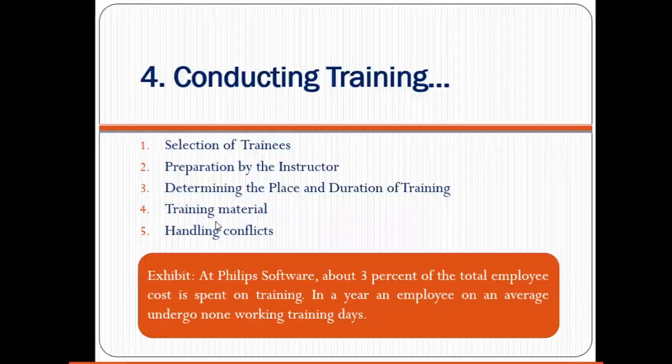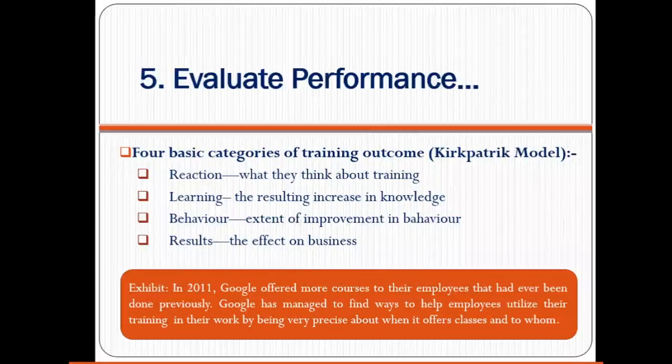Okay, let's move to our last phase of the training process, that is evaluating performance. The most widely used model for evaluating a training program is the Kirkpatrick model, which was proposed by Donald L. Kirkpatrick. It includes four basic categories to evaluate the performance of the training. The first one is reaction, and the second is learning. We have the behavior part, and finally we have the results. Let's understand one by one.